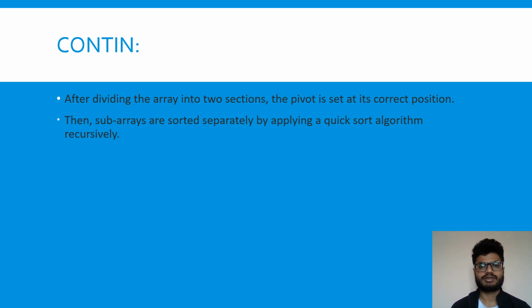After dividing the array into two parts, the pivot is set to the correct position. We will take the pivot and put it in its proper place. It should be third, fourth, or nth place, wherever it should be placed. And then the sub-arrays are sorted separately by applying the quicksort algorithm recursively. As I told you, quicksort is a recursive algorithm. So first we will divide the array, and in that small subarray, we will again apply the quicksort algorithm.